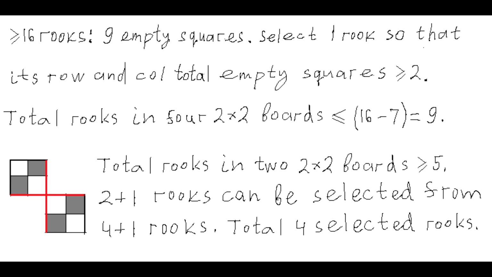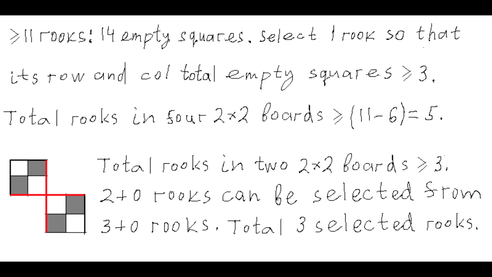Then the total number of rooks in one of the two sets of 2 by 2 boards is not less than 5. That results in either 4 and 1 rooks respectively in two diagonal 2 by 2 boards, or 3 and 2. In either case, you can select 2 rooks that do not attack each other from one 2 by 2 board and 1 rook from the other. That gives us 2 plus 1 plus 1 equals 4 selected rooks.